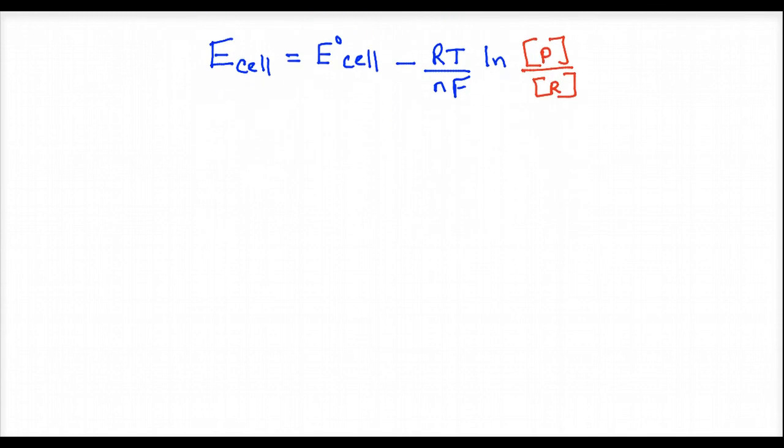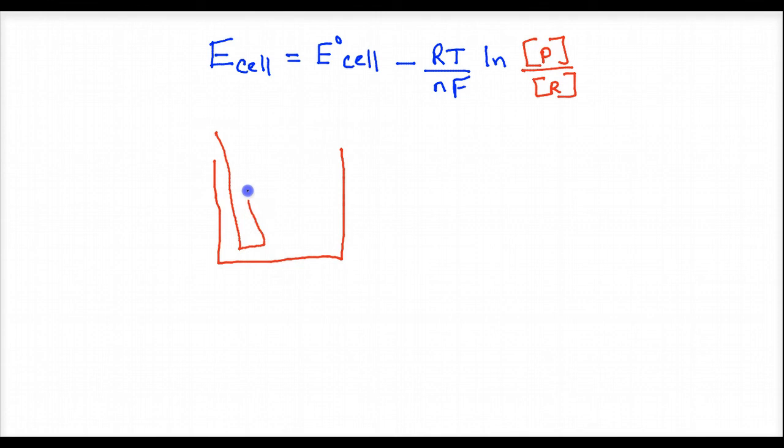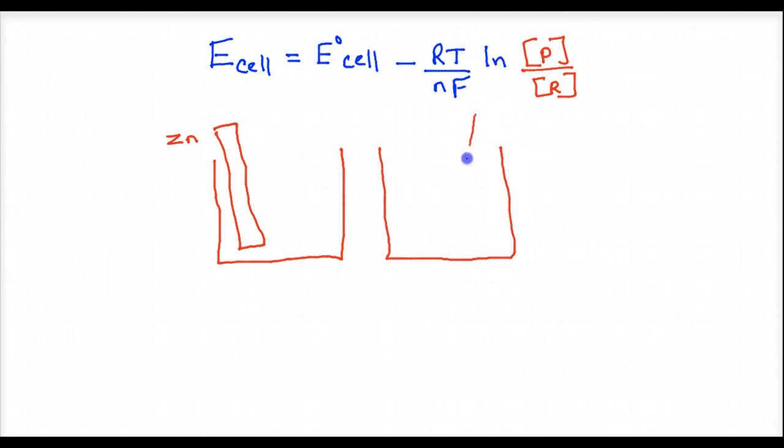All right, so let's build a Daniell cell. Let's take some zinc in a beaker. And this would be my zinc electrode. And let's make another beaker and put in copper. We're going to have a solution of each.